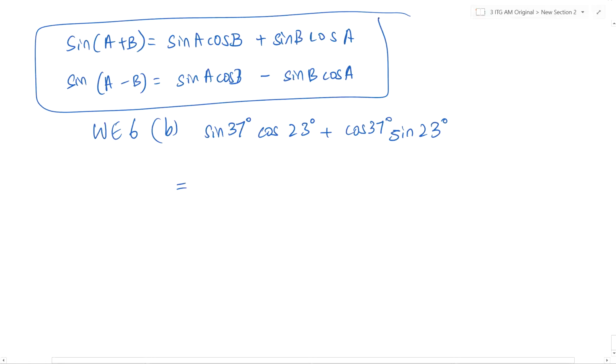Sine A plus B. Okay, so this is equal to sine 37 plus 23 degrees, which is 60 degrees. Okay, sine 60 degrees, how much is that? Is it half? Square root 3 over 2. Easy or not?